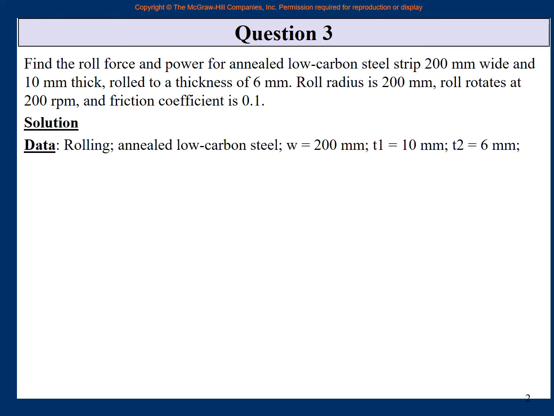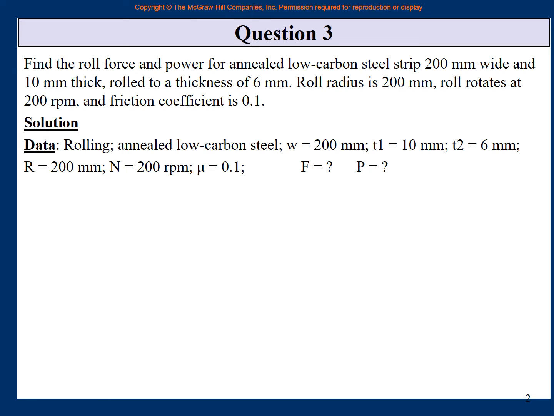First step, always find the data. So it is the operation of rolling. Annealed low carbon steel is the material. Width 200 milli, initial thickness 10 milli, final thickness 6 milli. Roll radius 200, RPM 200, mu is 0.1. And you want to find the force and the power. So this is the question.